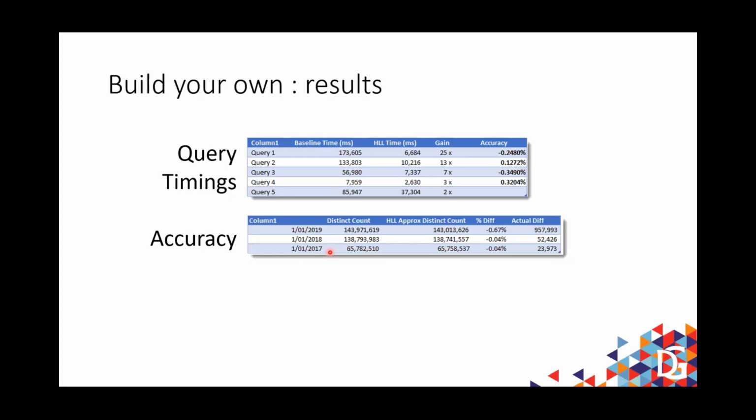Now the HLL version came up with a number that wasn't exactly the same, but look at it: 143 million, 13,626. 143 million to 143 million. We're in the right ballpark. And in fact, we're only less than a million out, 0.67%, less than a percent out. The other two values for 2018 and 2017, we were only 52,000 out and 23,000 out.